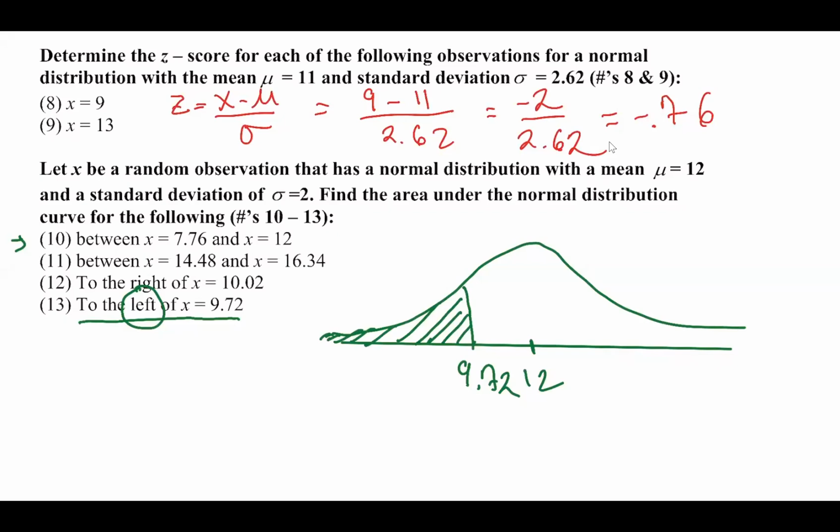All right. So pretty much that's the drawing. If you look, in the middle should be 12, because that's still our mean. And number 13 says to the left of 9.72. So 9.72 is to the left of 12 because 9.72 is smaller than 12. Since it said find the area to the left of 9.72, you shade the left-hand side of 9.72. All right, any questions so far for that drawing?